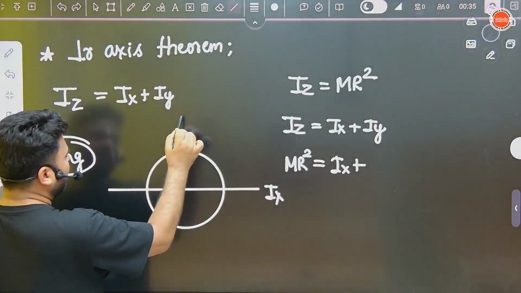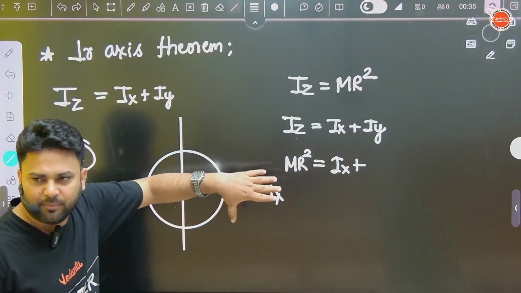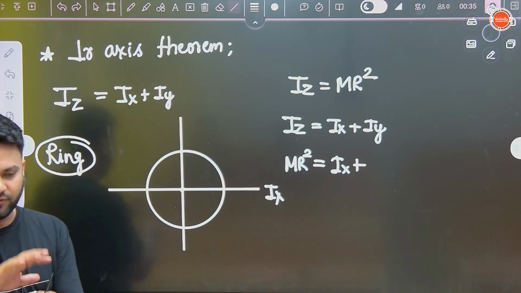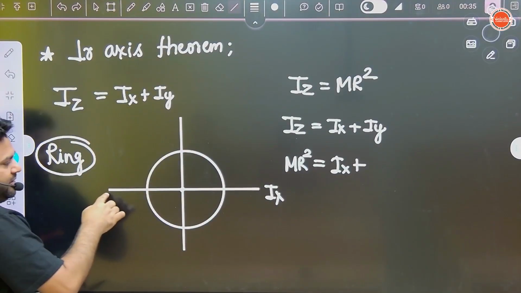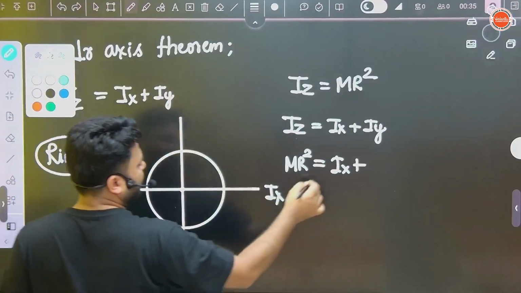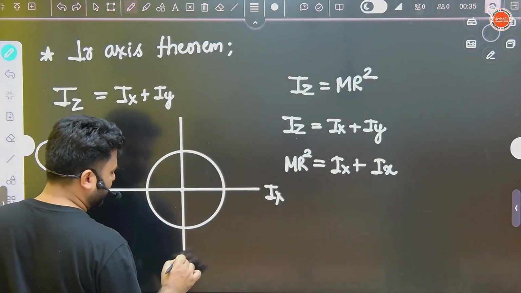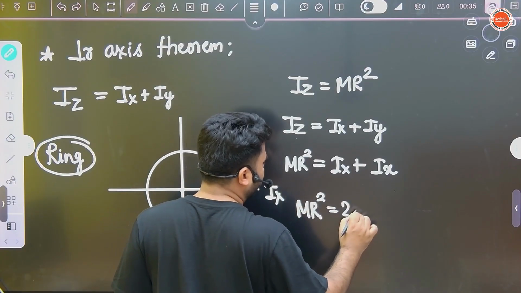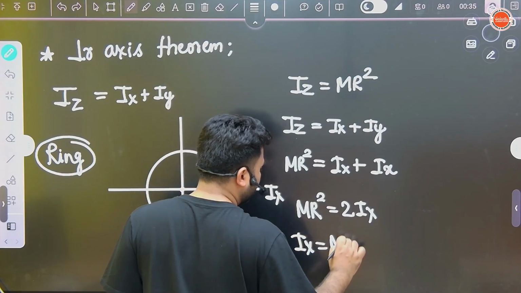See, the x and y axes are almost the same now. This is the x axis, passing through the center and diameter. This axis is also passing through the center and diameter. They are almost the same. If you see like this, this is the x axis, this is the y axis. If you see like this, this will be the x axis, this will be the y axis. So they are all the same. So we can write Ix, Iy is also equal to Ix. Both are the same. The moment of inertia will look the same. So what can we write? Mr square equals 2 times Ix. From here, the moment of inertia about the x axis will come as mr square by 2.